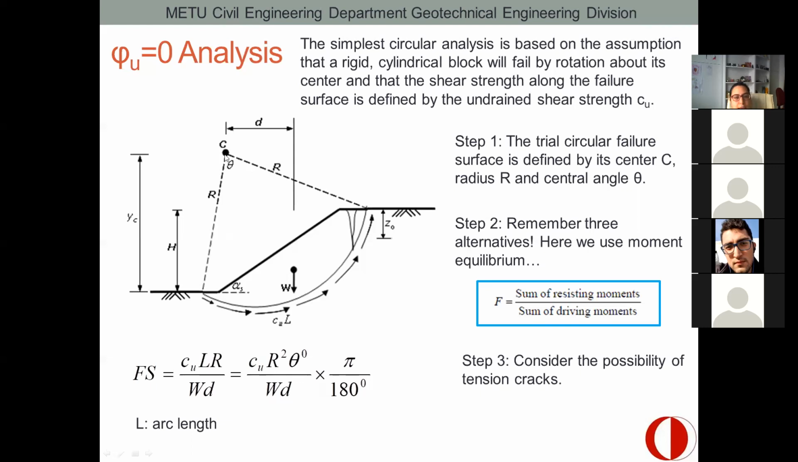Then I'm going to change the place of the center, change the radius, change the angle theta, and calculate the factor of safety one more time. So I'm going to keep changing the trial failure mechanisms until I find the minimum factor of safety or maximum factor of safety.